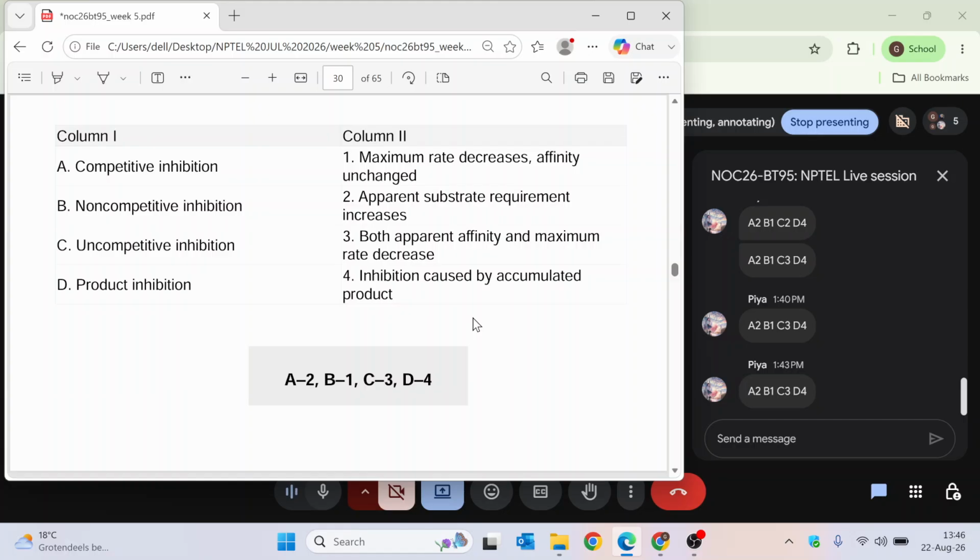And when we talk about uncompetitive inhibition, apparent affinity and the maximum rate both will decrease because an uncompetitive inhibitor goes and binds only to the enzyme substrate complex. So here what happens is it prevents the complex from completing the reaction. So ES is just an intermediate. It has to become E plus product. The binding of an uncompetitive inhibitor prevents the forming of the product, resulting in a lower reaction rate, which is a decrease in Vmax value.